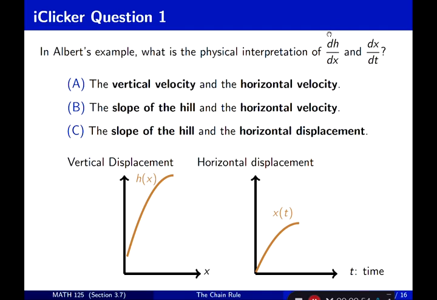So there was the slope of the hill, which was the derivative of h with respect to x, and then the horizontal velocity, that was a derivative of x with respect to t, and Pilot would multiply them together and end up with the vertical velocity.